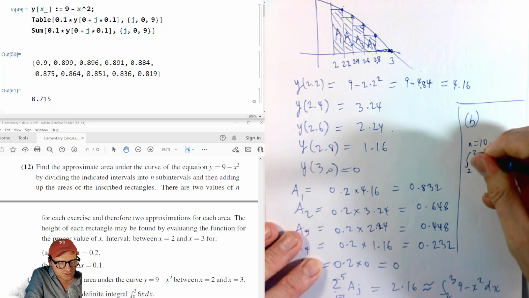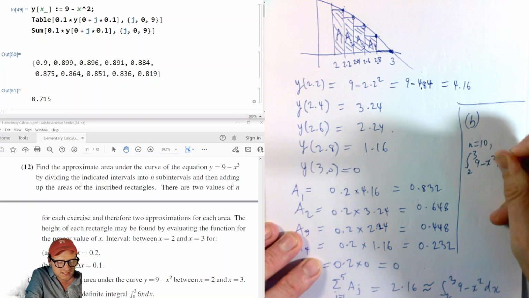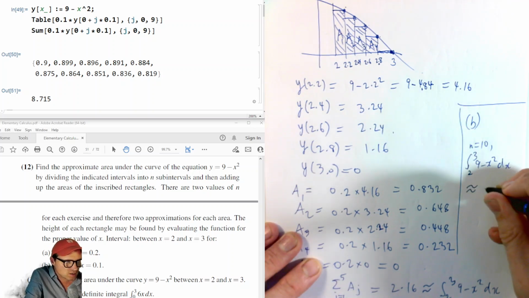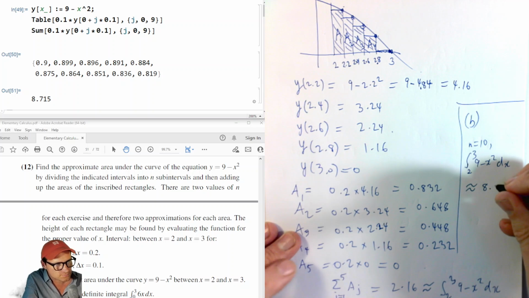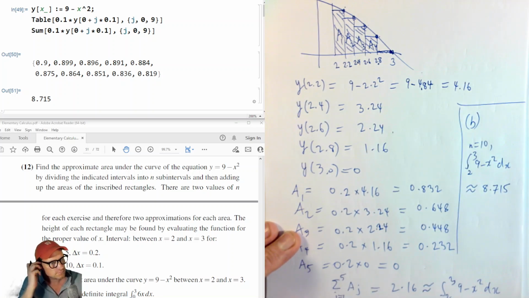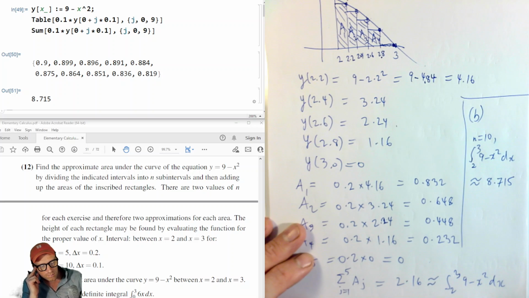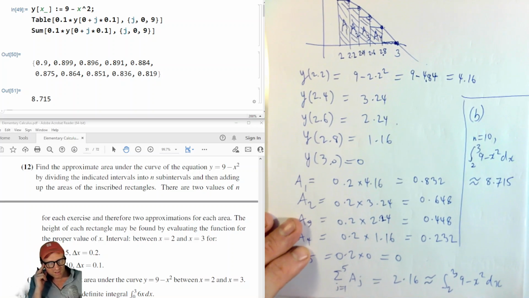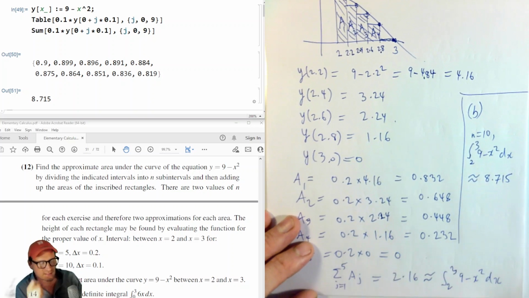the integral from 2 to 3 of 9 minus x squared was estimated as approximately 8.715. Does that seem right? Maybe. Doesn't seem right to me though, right? Because these two are vastly different.